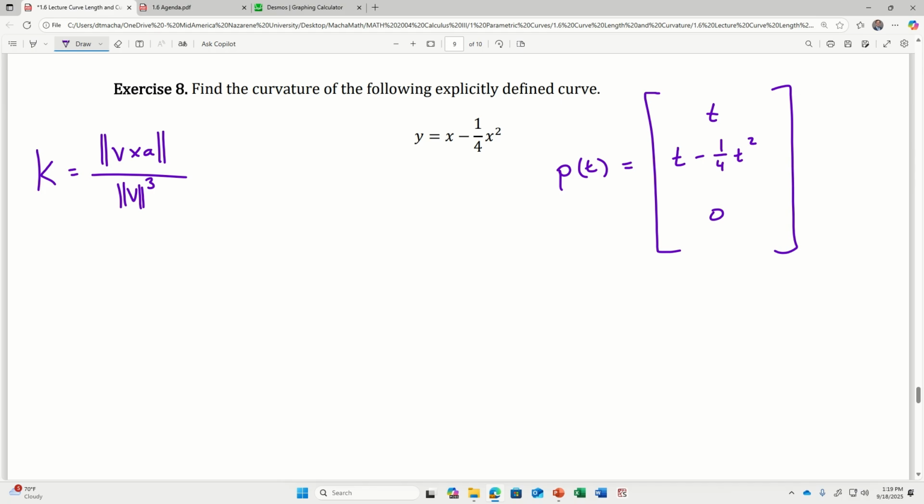I see we have just 20 minutes left in class, so I might skip this one. But do you see how I at least transformed it from explicitly defined to a parametric curve?